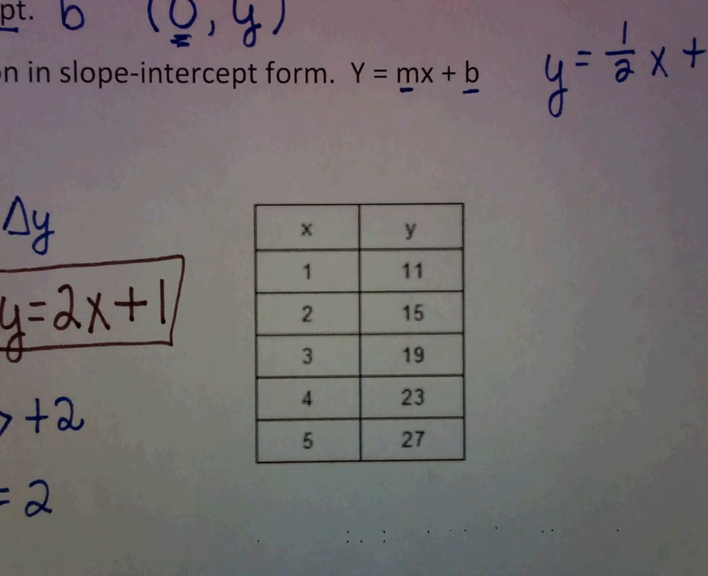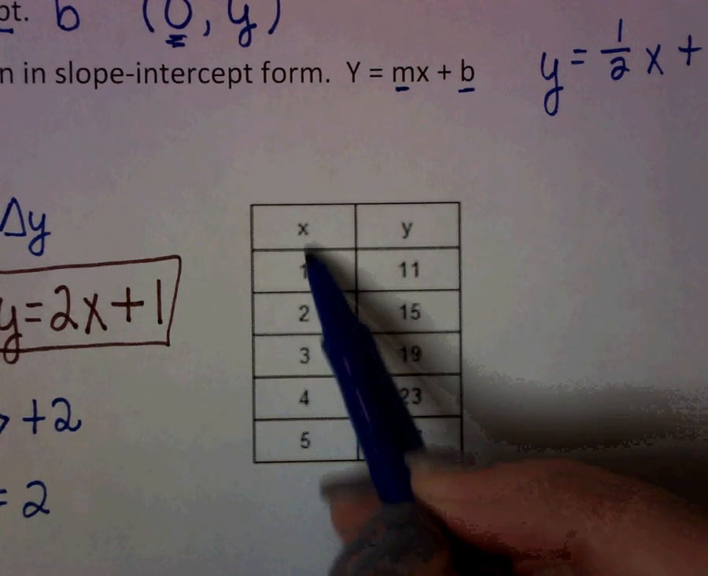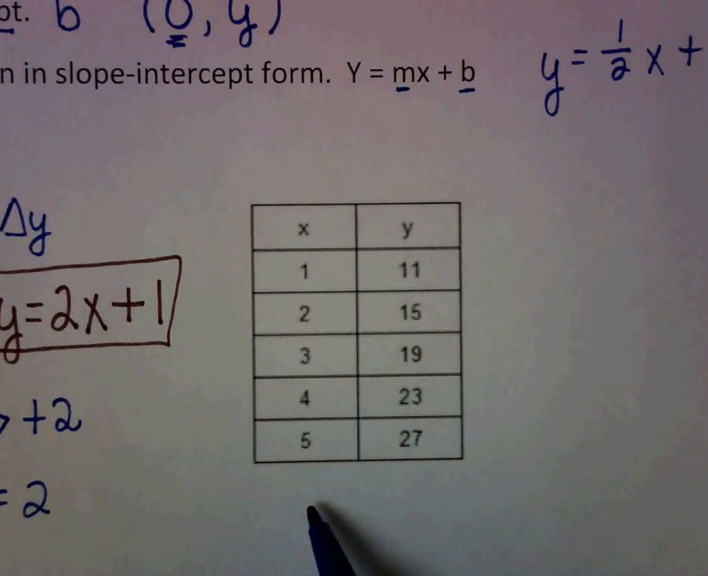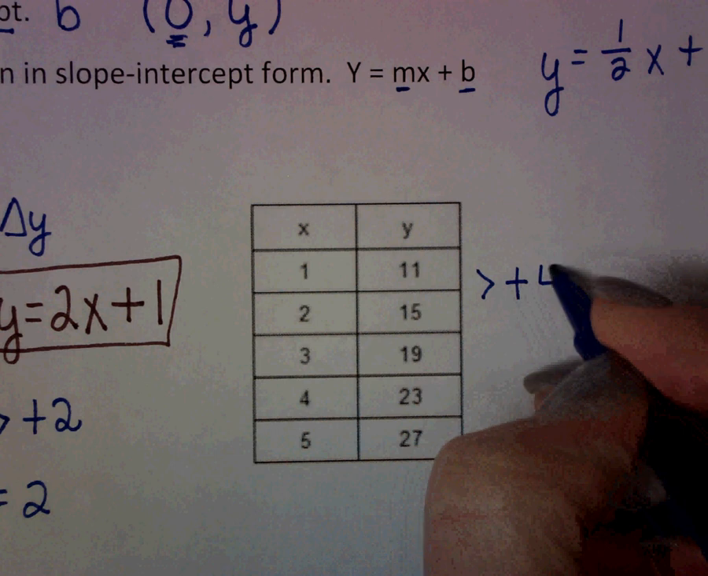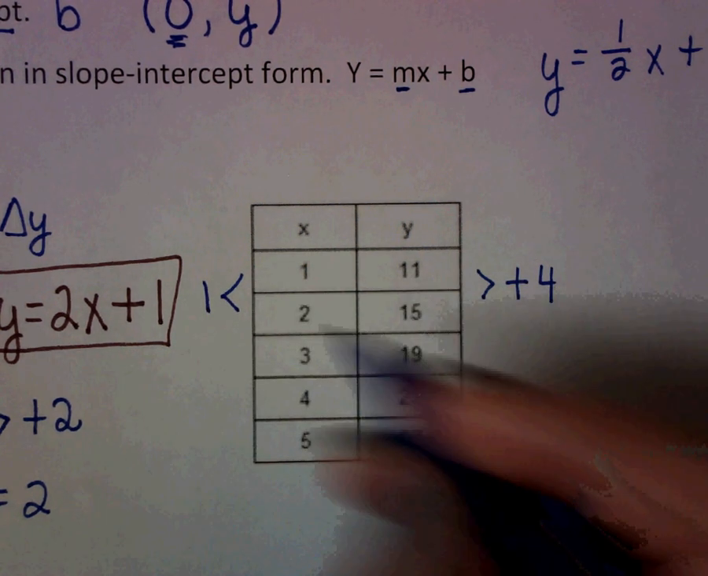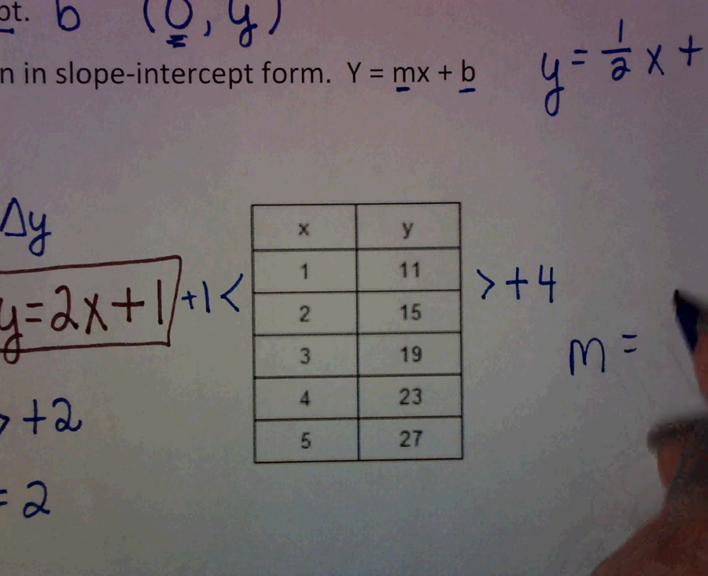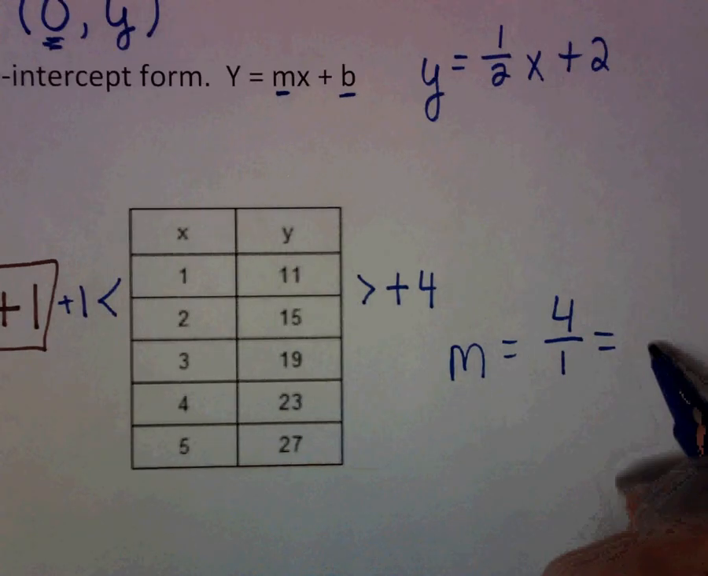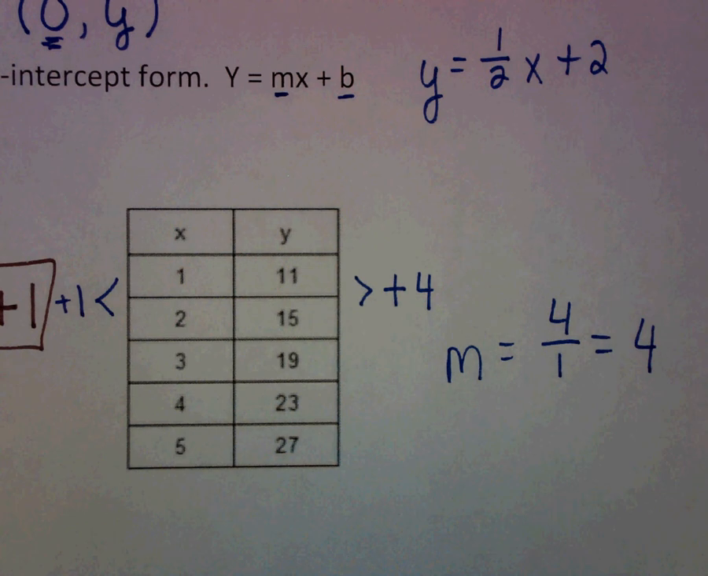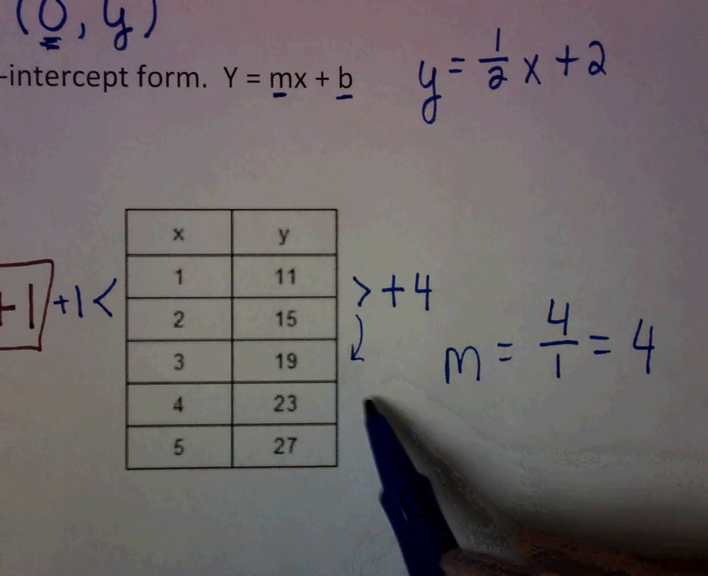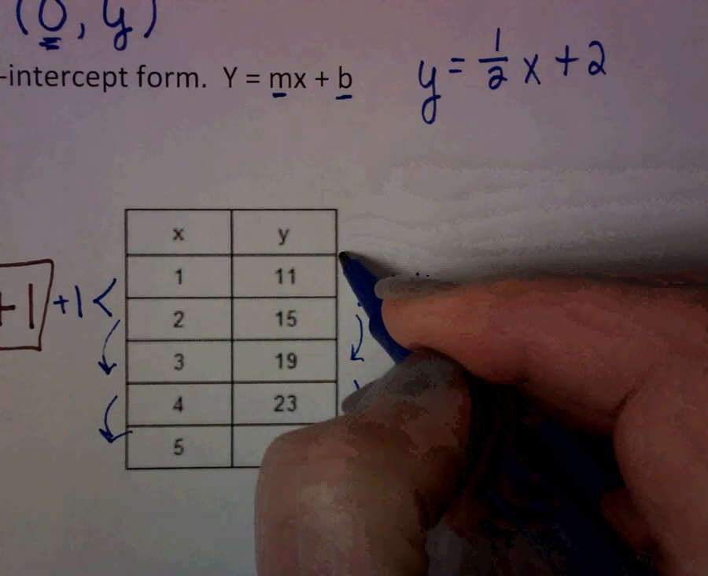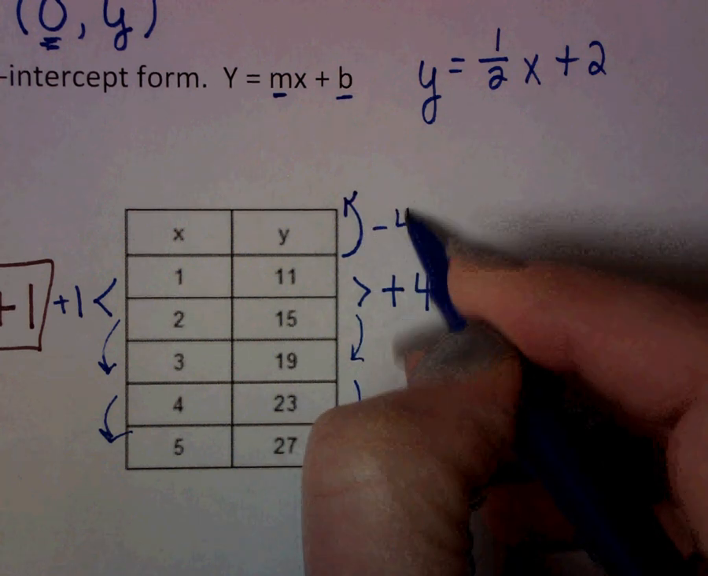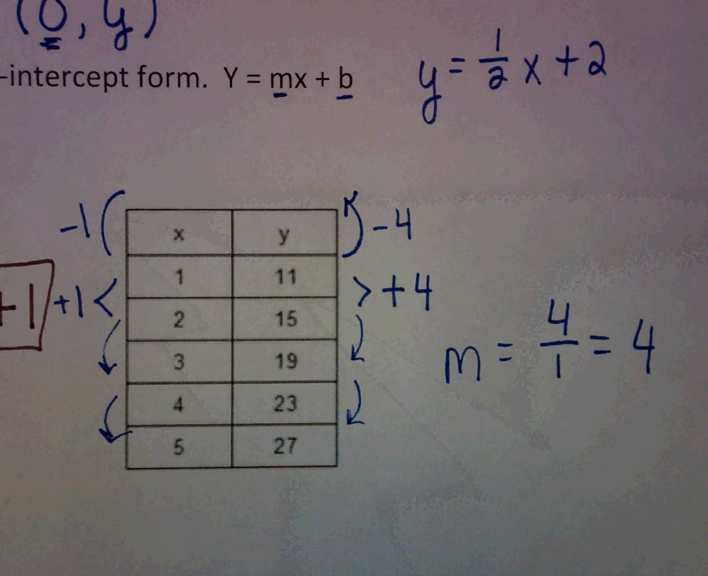Okay, let's look at the next one. Again, we want to find our slope and y-intercept. And notice this time, in the y-intercept, there's no x is 0. So we're going to start by finding our slope. The pattern is we're adding 4, we're adding 1. And so our slope would be 4 over 1 or 4. Now, how does that help us find our y-intercept? Well, if we know going this way, we're adding 4 each time and adding 1 each time. When we go backwards, we would subtract 4 and subtract 1.